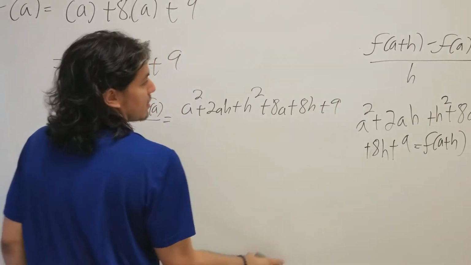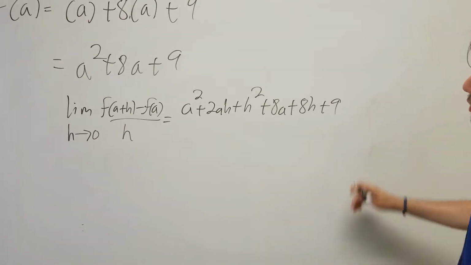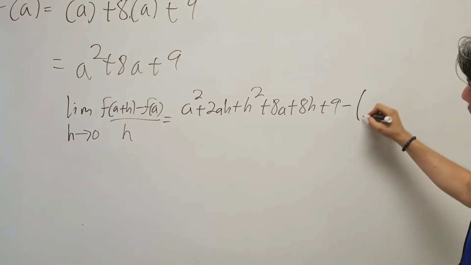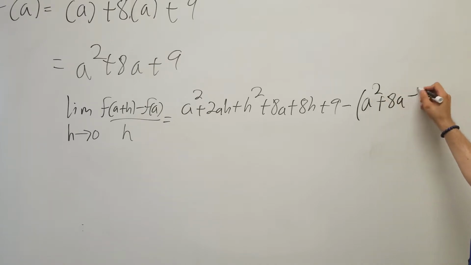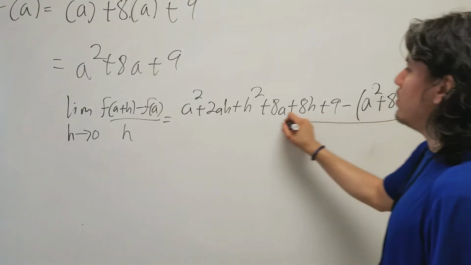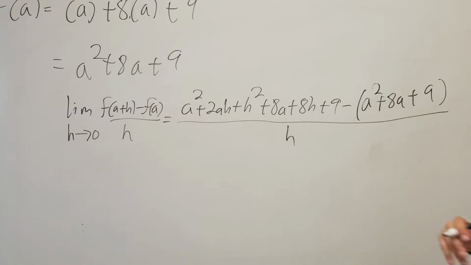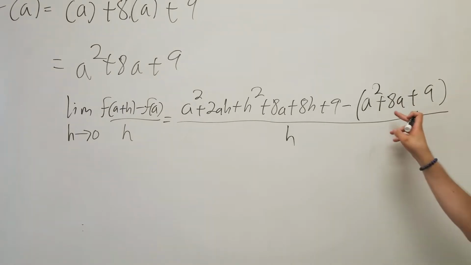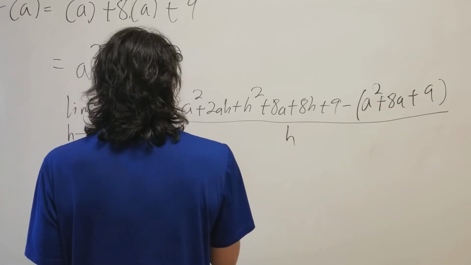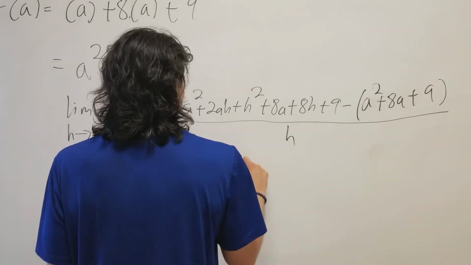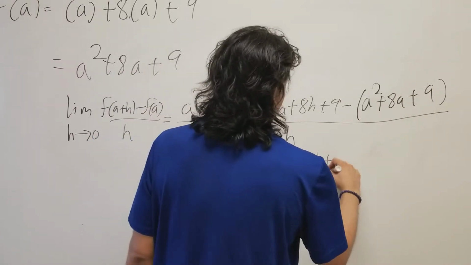plus 9. So now I can erase this part since I used it. Minus my f of a, which is right there, a squared plus 8a plus 9 all over h. Okay, so now we need to do some cancellation. So first let's distribute the negative sign here. A squared plus 2ah plus h squared plus 8a plus 8h plus 9.